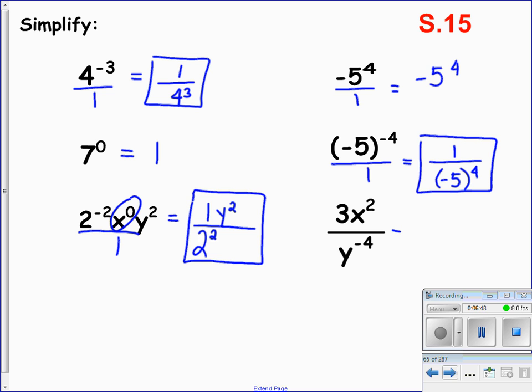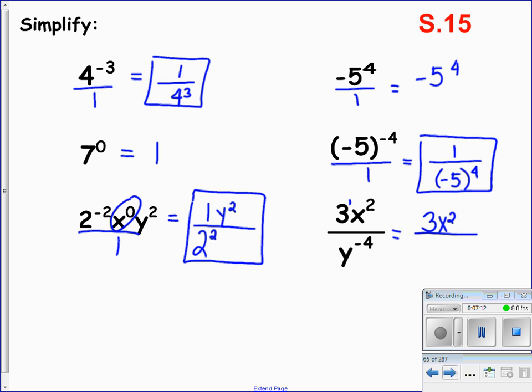Let's take a look at my next example. 3x squared over y to the negative 4th power. Let's take each one individually. 3 really has an exponent of 1. That is positive. He's in the numerator. Leave him alone. He's fine where he is. X squared, again, I have a positive exponent. Leave the x squared in the numerator as well.